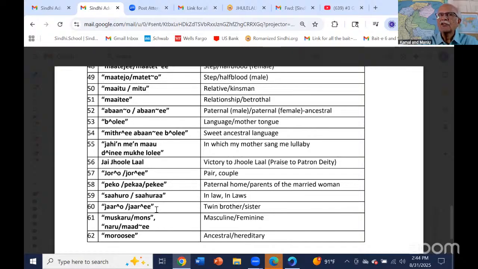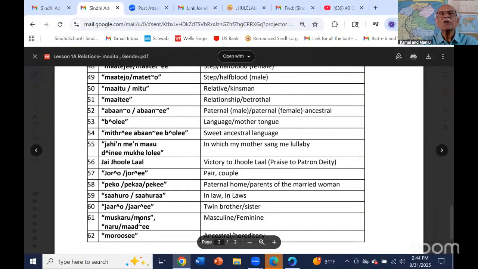Twin brothers and twin sisters. Yesterday I went somewhere, there was a brother and sister, they were twins. There also the word is twin, but in Sindhi, jaro and jari. Brother jaro and sister jari. Masculine and feminine is Naru and Madi. Naru is masculine, Madi is feminine.